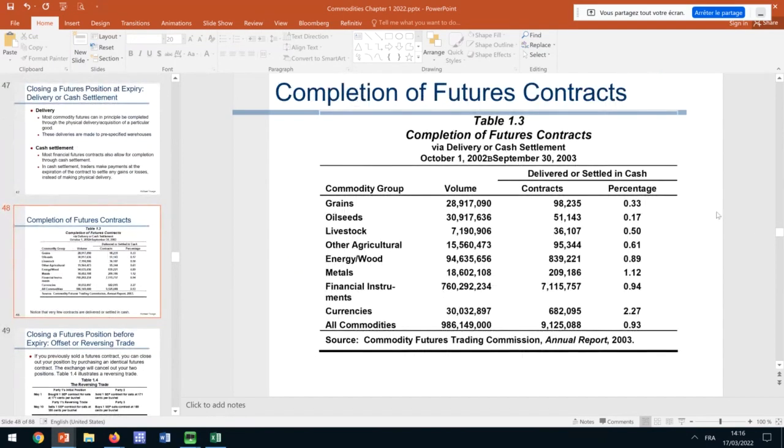But the interesting thing is that for most of these contracts, less than 1% are carried until maturity, that is, expire and then have either delivery or cash settlement. 99% of the contracts are actually offset by a contract in the opposing direction before they arrive at delivery.